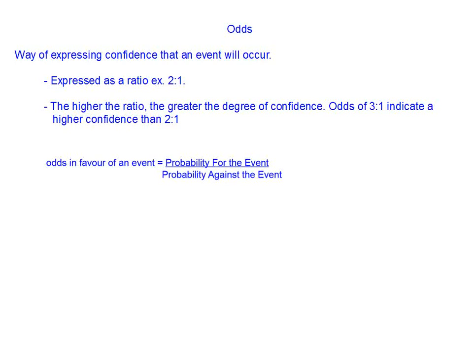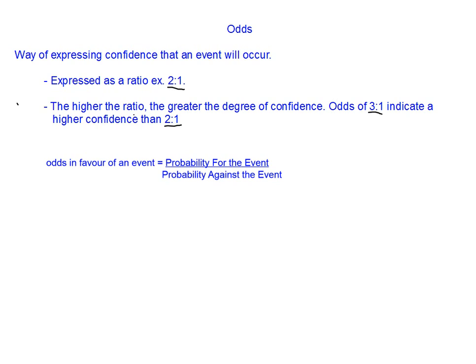We typically express odds as a ratio. So as an example here, 2 to 1 would be a ratio. That just means, and as the next bullet says, the higher the ratio, the greater the degree of confidence. So what that means is that odds of 3 to 1 indicate a higher degree of confidence than odds of 2 to 1.